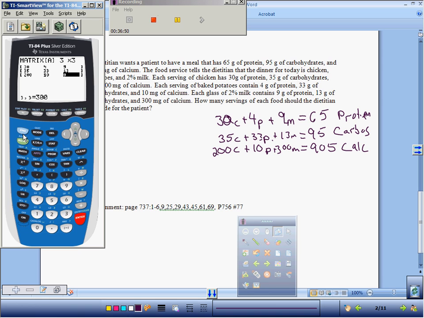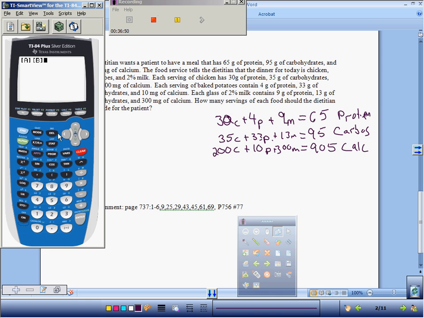And then you go to matrix B. So you go second quit, second matrix B, and you want to edit that one. You want to make that one a 3 by 1, okay? First I go to edit, then matrix, then hit enter, and make that a 3 by 1. Then I put in the numbers 65, 95, and 905. Once I have matrix A and matrix B in there, I go second quit, and clear.